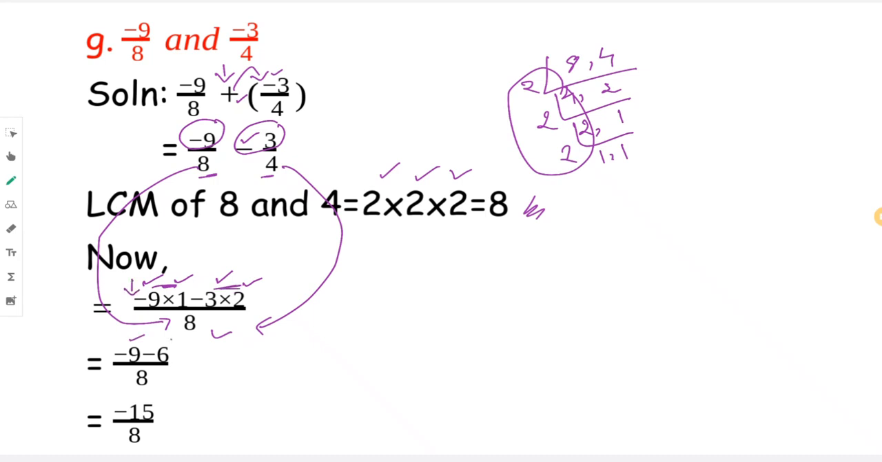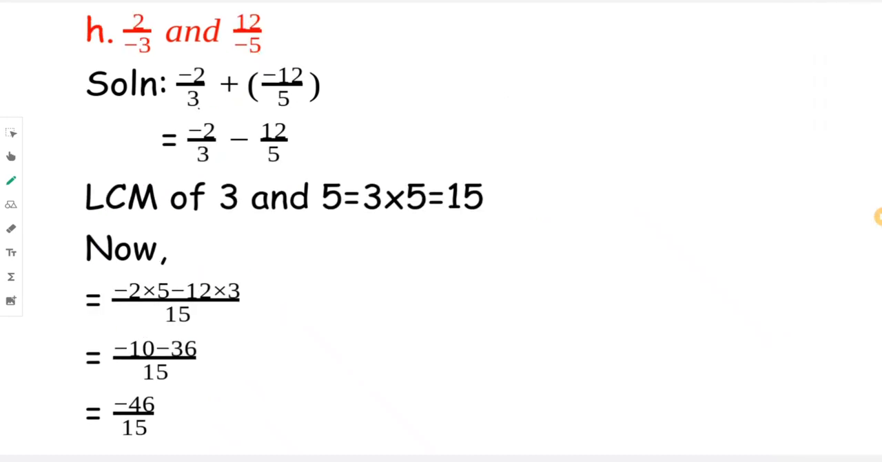3 twos are 6, but my minus sign is there, right? You can see that both minus 9, minus 6, they have the same sign, minus, right? Which means I have to add them, but my sign will be minus. So minus 9 minus 6 will give me minus 15, all right? Okay, this will be the last.